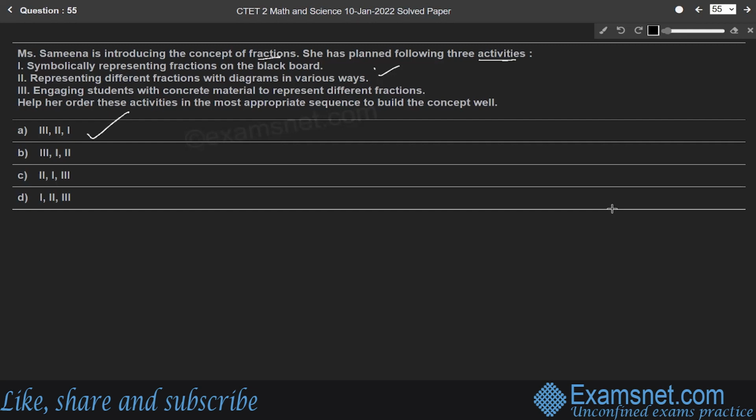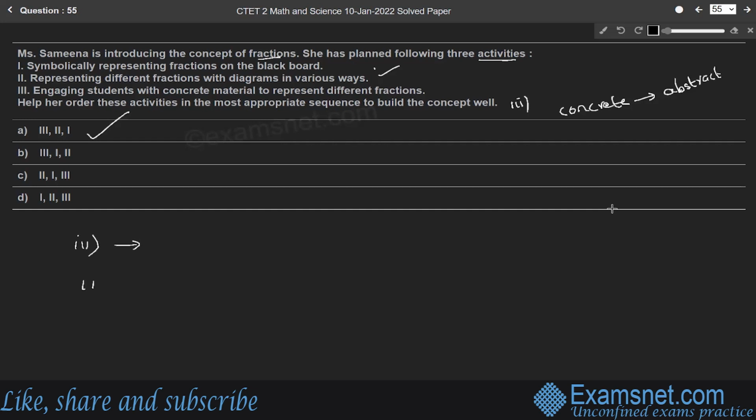Here, first the teacher has to engage the students with concrete material to represent different fractions. The third one is the first step, right? Because learning comes from concrete to abstract. So when they first realize and familiarize the concept of fractions using concrete objects, like cutting a small piece of cake into 4 pieces or cutting fruits into pieces, then they can move to an abstract concept, right? So the first step must be the third activity, engaging students.